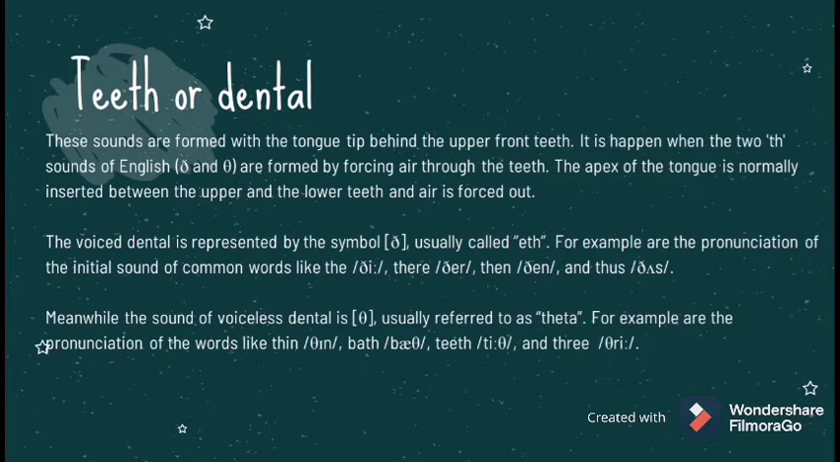The voiced dental is represented by the symbol ð, and it is like when you pronounce the word dal in hijaiyah. For example, the pronunciation of the initial sound of common words like the, there, then, and thus. Meanwhile, the sound of voiceless dental is θ. It is like when you pronounce the word tha in hijaiyah, usually referred to as theta. For example, the pronunciation of words like thin, bath, teeth, and three.